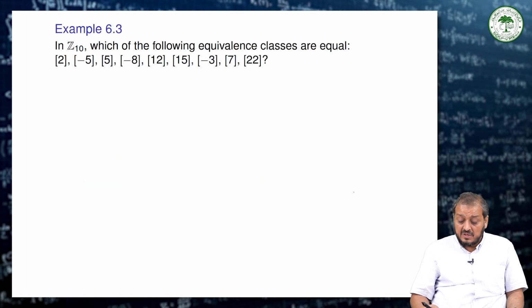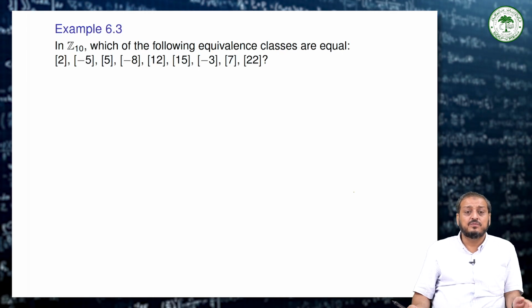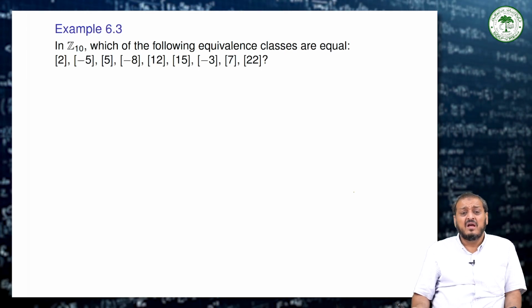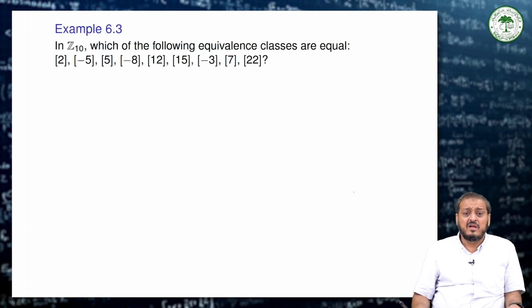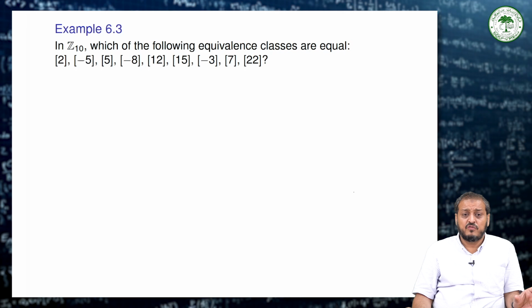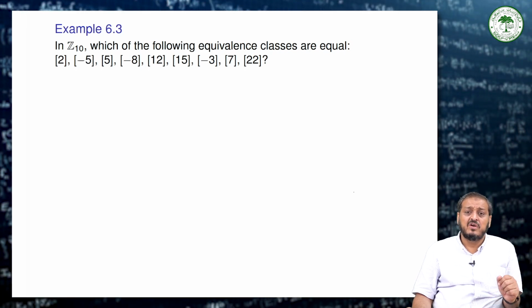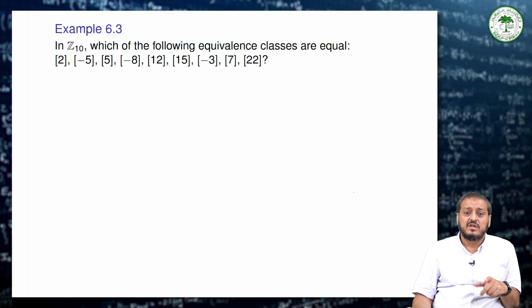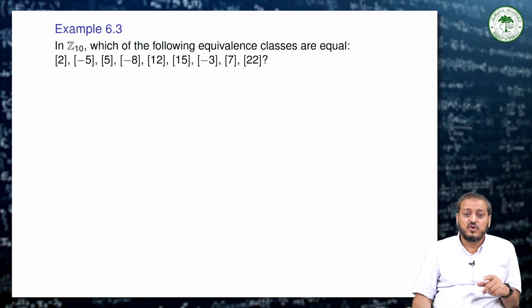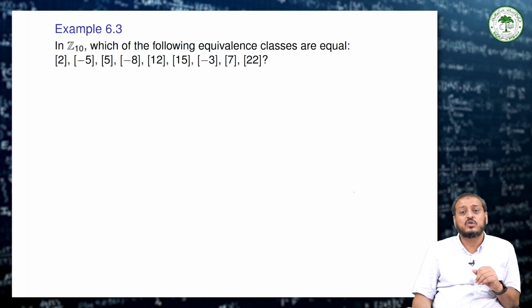Now another very interesting example we will discuss. In Z10, which of the following equivalence classes are equal: the equivalence class of 2, of minus 5, of 5, of minus 8, of 12, of 15, and minus 3, 7 and 22?